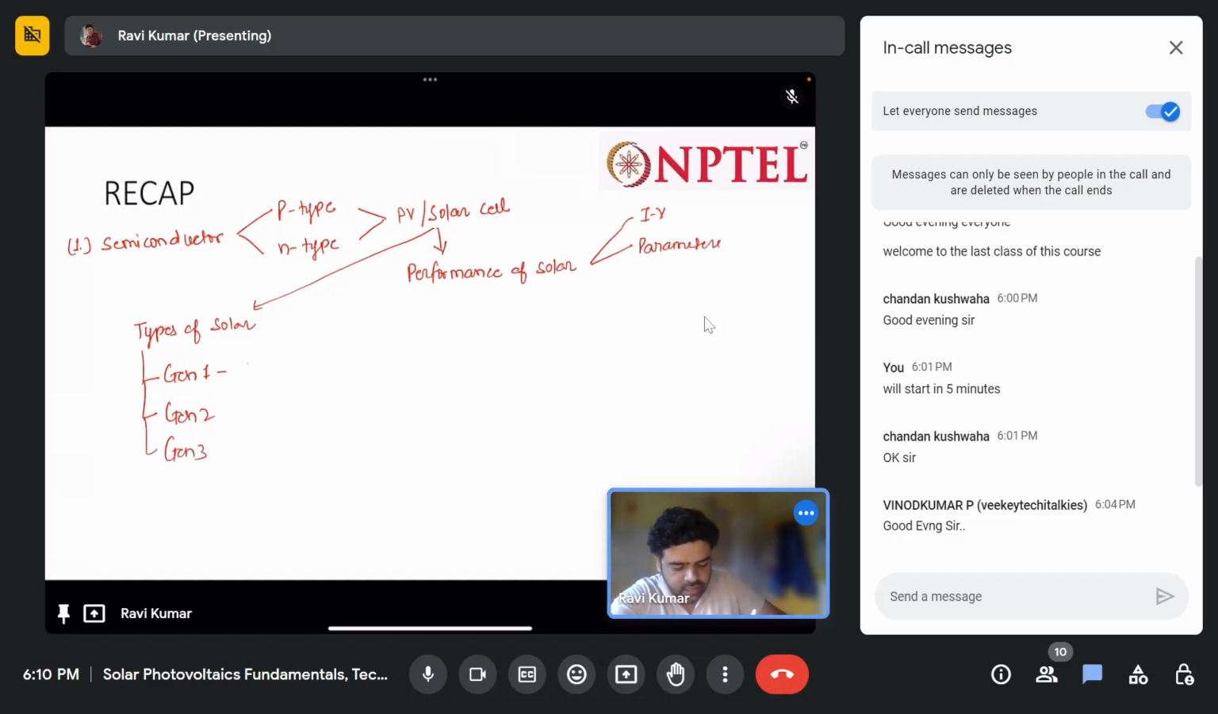So it's crystalline silicon, then we have thin film, then organic and DSSC, then we have perovskite and all. And we have seen the fabrication process.